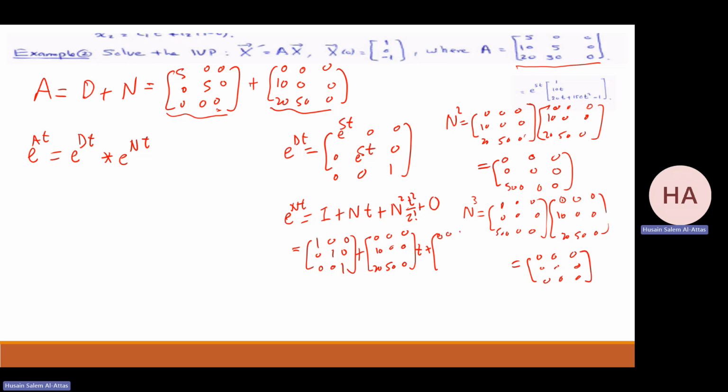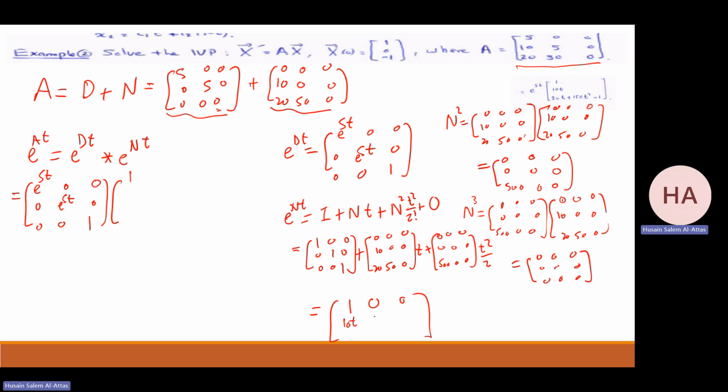0, 0, 0, 0, 0, 0, 0, 0, 500, 0, 0 times t squared over 2. Okay. So that will be what? It will be this matrix e^(5t), 0, 0, 0, e^(5t), 0, 0, 0, 1 times what? This one I can write here: 1. Then I have 0, 0. That will be 0, 0, 0, 0. Then I have 0, 10t. Then I have 1, 0, 0, 0, 1.